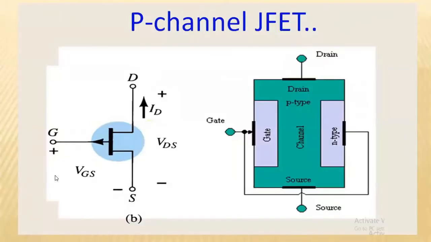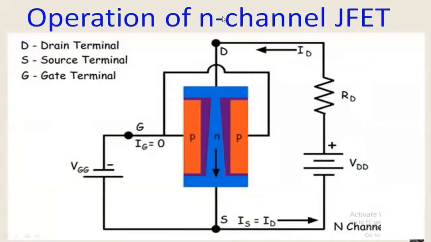And one more thing is, in the symbol, the arrow mark indicates the direction of current flow whenever the gate-source junction is forward biased. Now you observe, whenever the gate-source junction is forward biased, gate is of N-type and source is of P-type. So whenever this is forward biased, current flows from P region to N region. So in this way current flows outwards the transistor. So this is the direction. Okay, so coming to the operation of N-channel JFET.